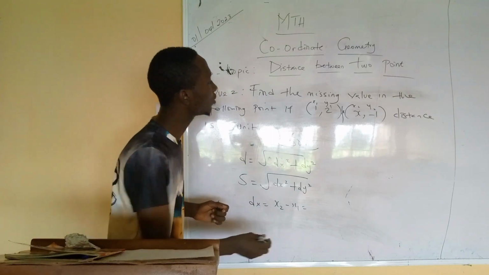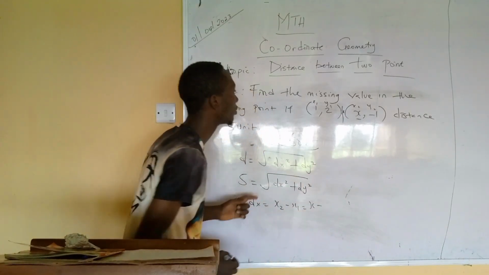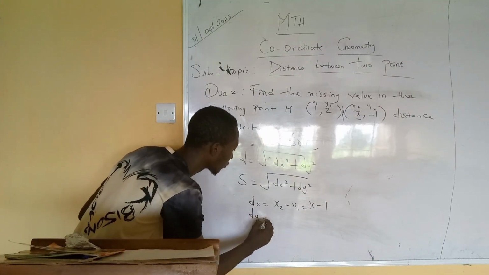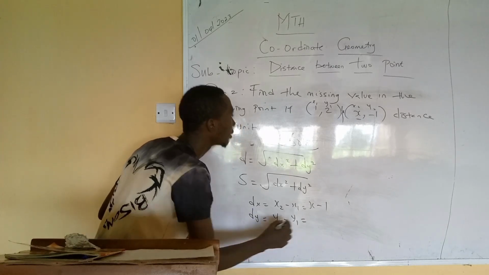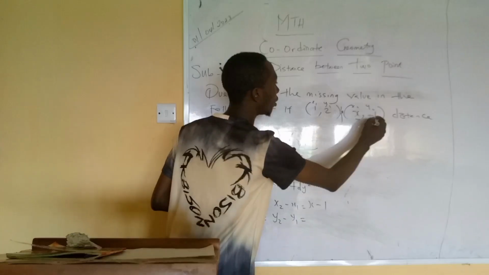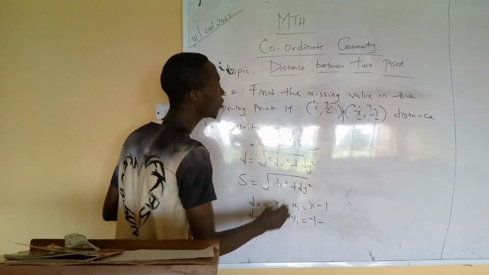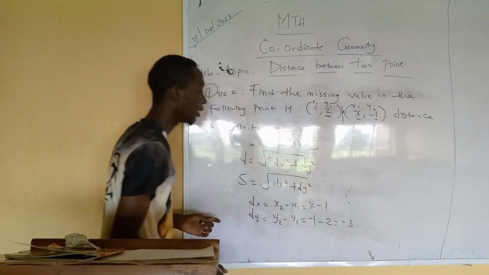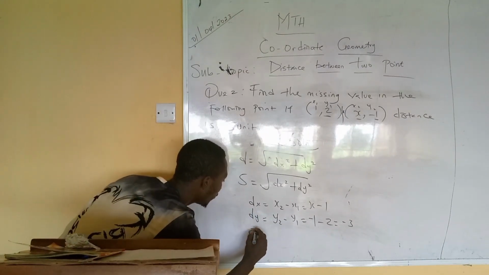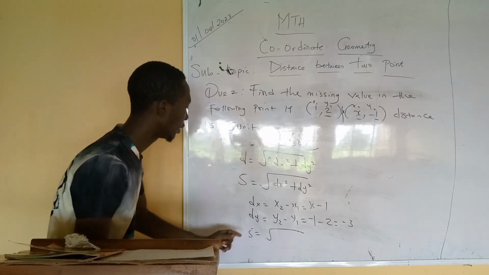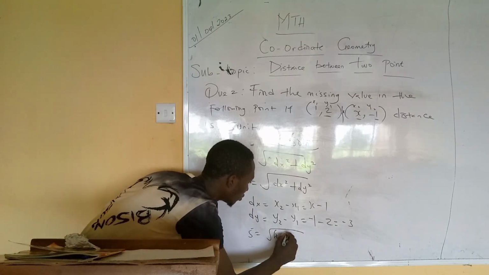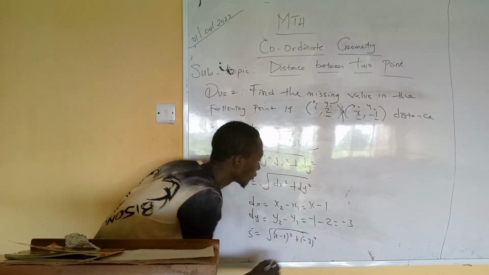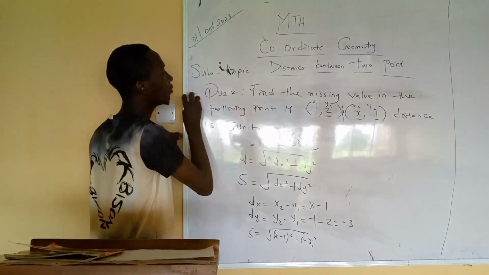So now x2 minus x1: x2 is x, minus x1 which is 1. Now we are looking for a change in y, which is y2 minus y1. So y2 minus y1 is minus 1 minus 2. So therefore minus 1 minus 2 is minus 3. Now let's put this in the formula. It becomes 5 equals root of x minus 1 squared plus change in y, minus 3, squared again. So therefore we continue solving.